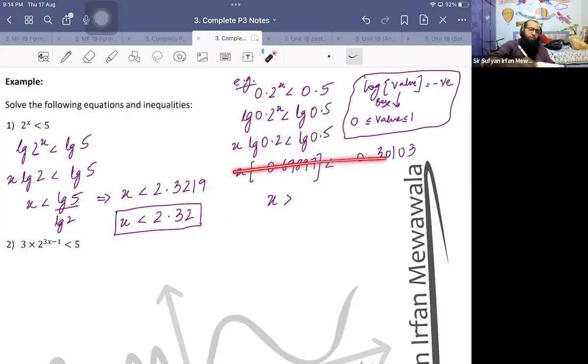So even if we are going to omit this step, and if we are sending lg 0.2 to that side, we need to know that both of these values will be negative, and therefore the inequality sign will get reversed. So if now you divide lg 0.5 by lg 0.2, and reverse the inequality sign, then you'll get the answer, and the answer will be x is greater than 0.43068. So from here, the answer will be x is greater than 0.431.